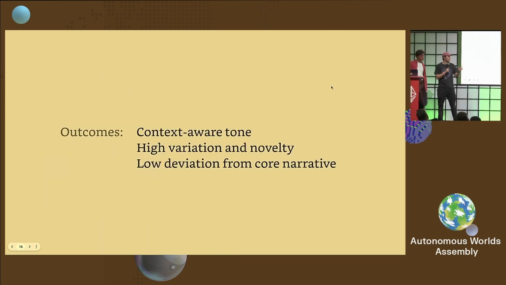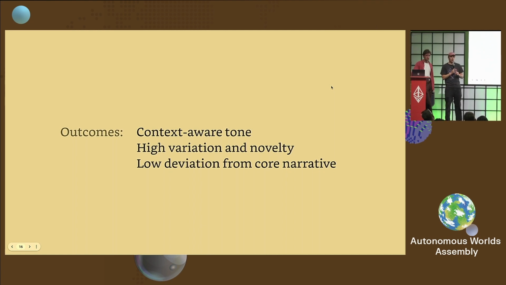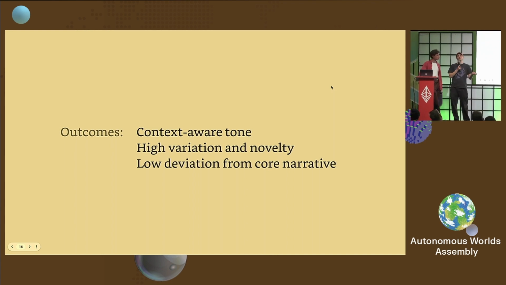We've successfully shown that by combining procedural narrative creation and LLMs, we can create a context-aware tone. We can add high variation and novelty. And we actually have low deviation from the core narrative, which we would get if we would only pull up the temperature on the GPT, which is another way of creating variation.